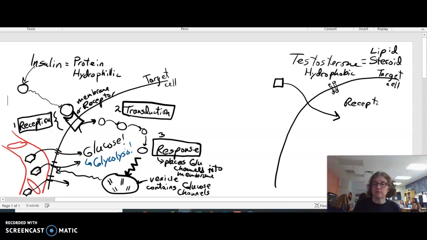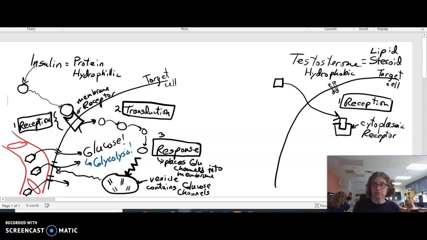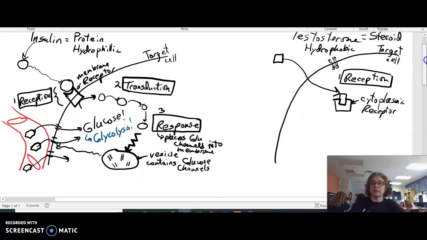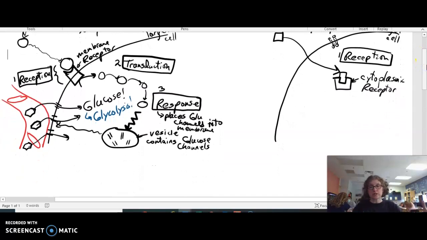I will still write that down. It still has a reception step. It's just that its receptor is a cytoplasmic receptor. So when testosterone binds to the receptor, that's still reception. We still have reception, but this is a cytoplasmic receptor protein. Move this up a little bit. Okay, all right. So we've got the reception step.